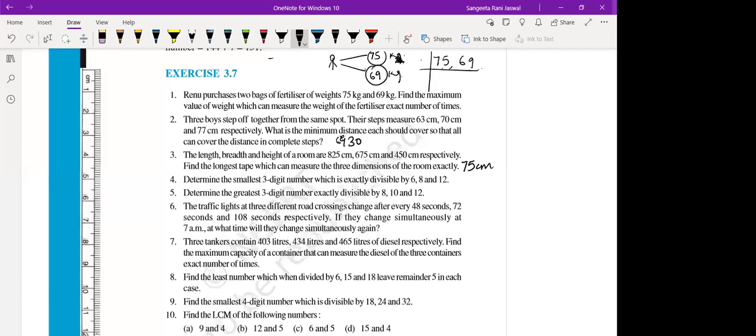Ma'am, I got the answer. So what will you do in this case? Ma'am, LCM. First find the LCM. Okay, Harshit, wait for some time. Let others also do, then I'll take your answer. This time I'll take the answer from Trilokya. Harshit, you can start doing the next question.